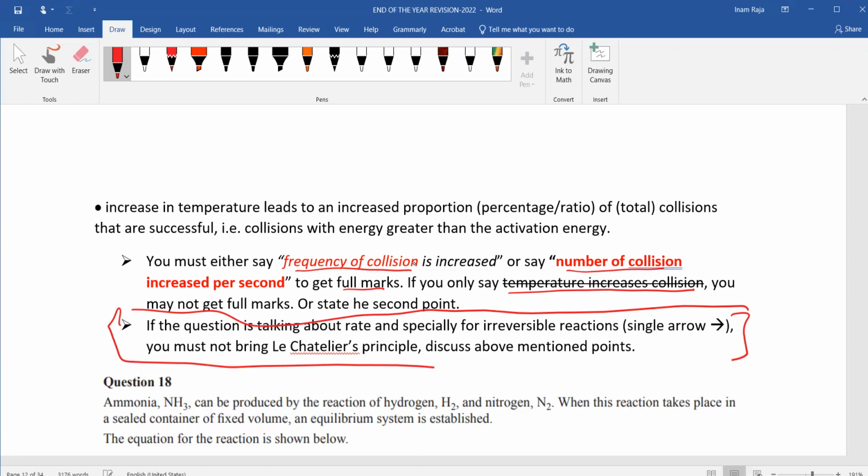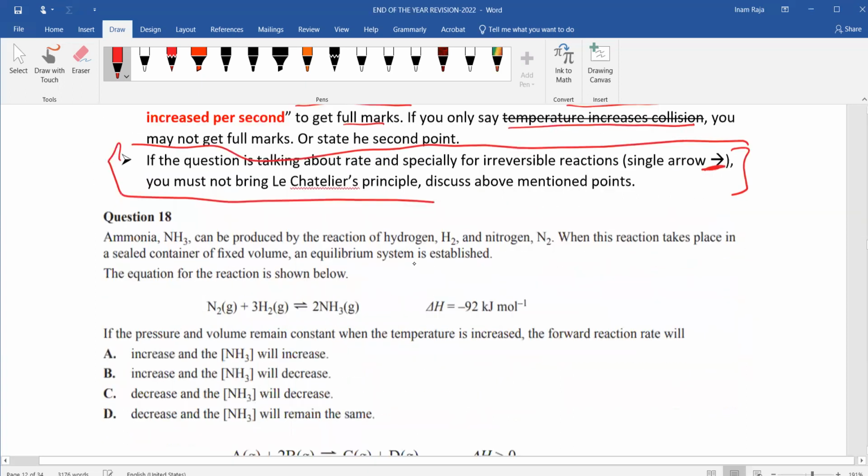Chatelier principle. So when it comes to temperature, students are confused. Sometimes you use collision theory, sometimes you use Le Chatelier principle. Use collision theory only when they are talking about the rate of reaction, and use the Le Chatelier principle if they are talking about the percent yield or which side the reaction will shift. And in the rate of reaction, normally the reaction is given, you'll see a single arrow most commonly. All right, let's see this question now.